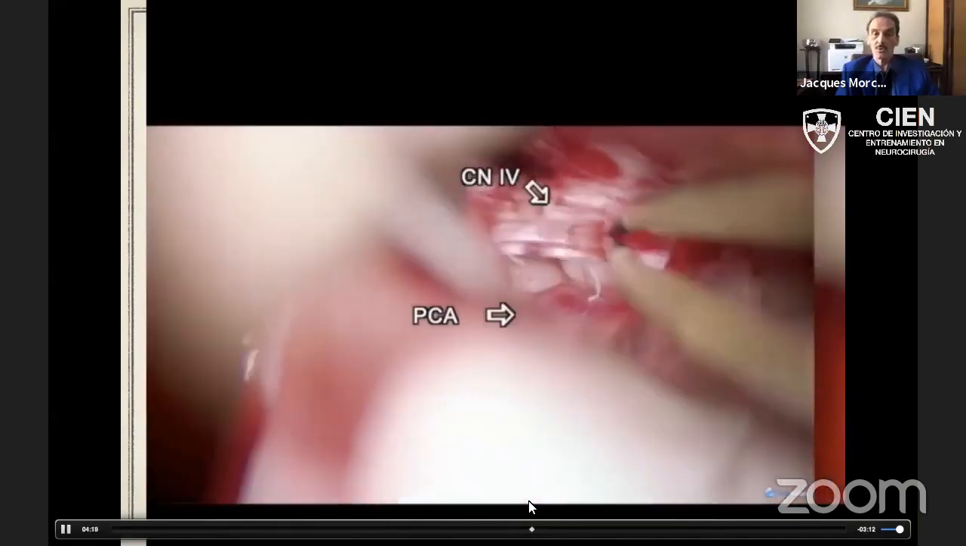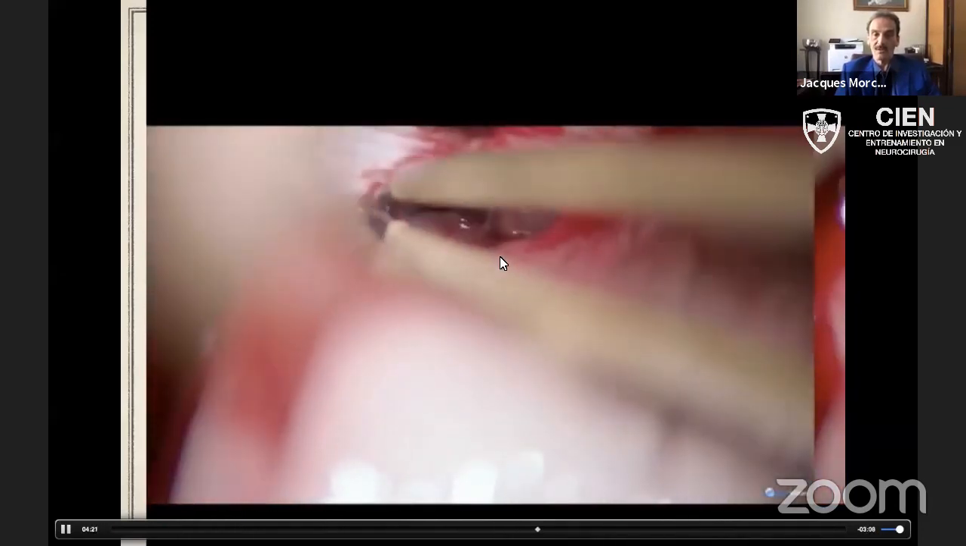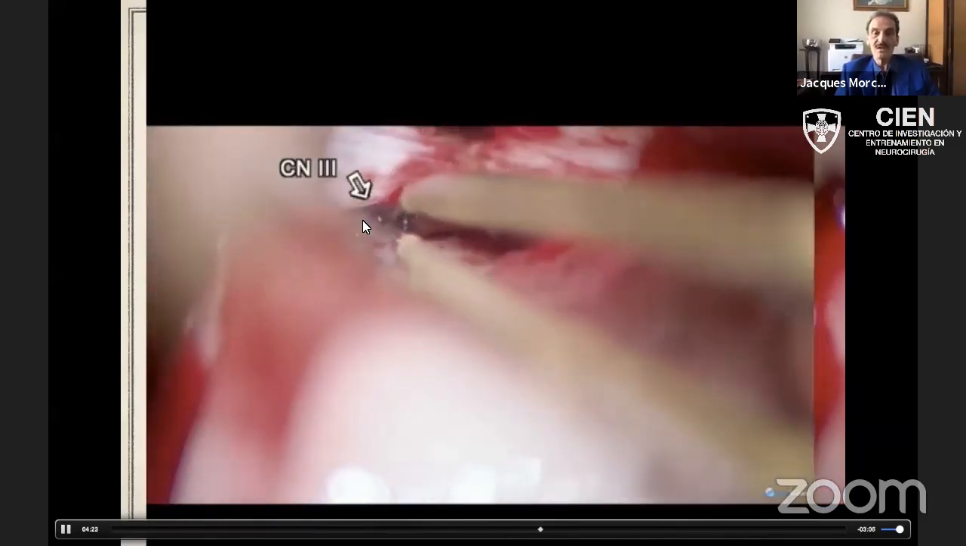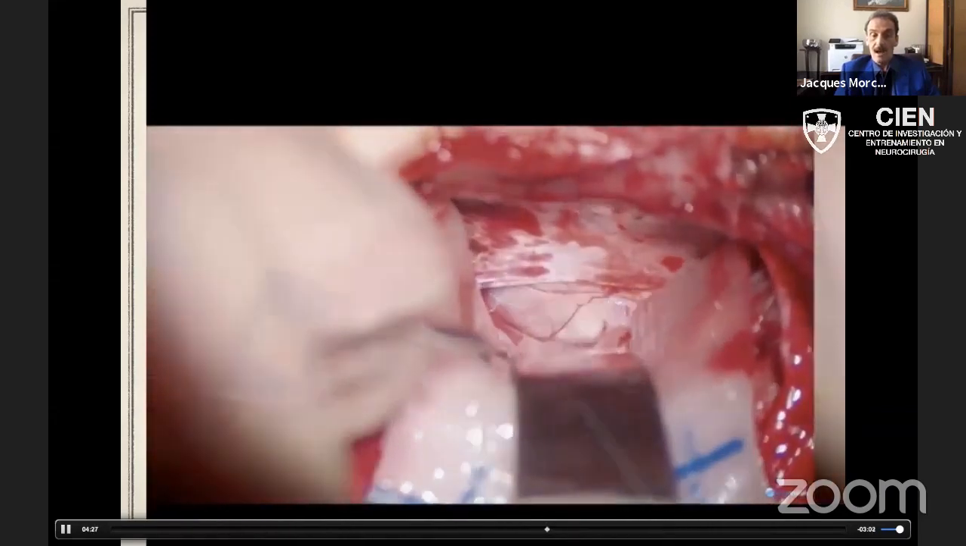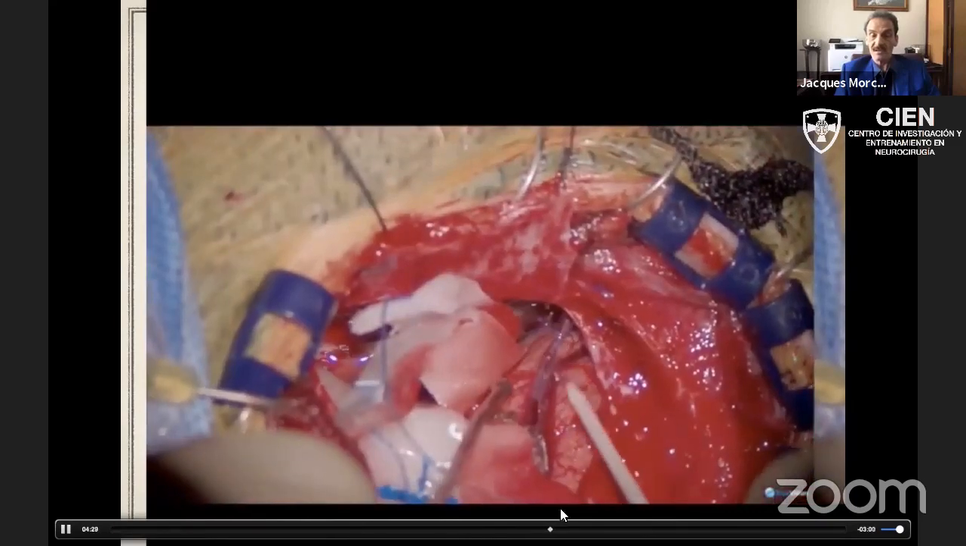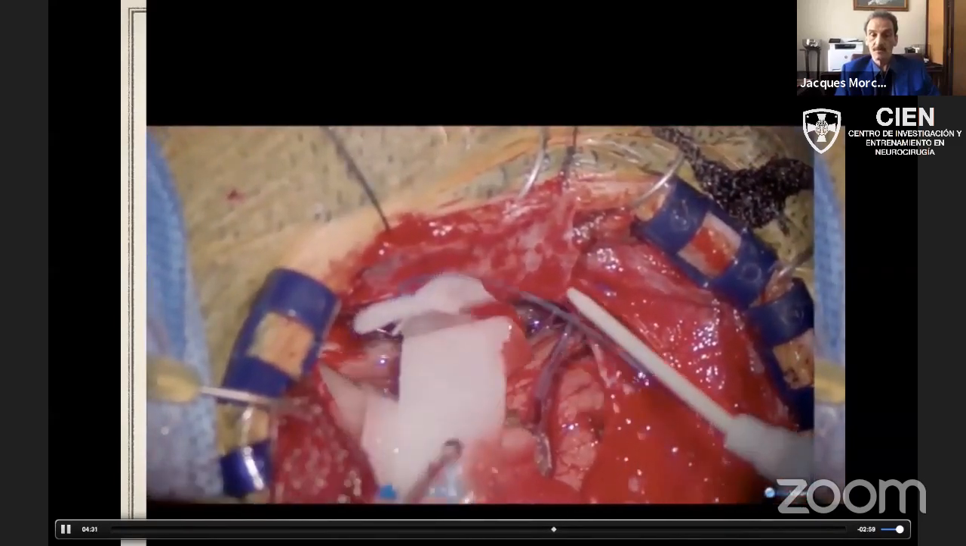Save the veins whenever you can. Oh, I want to show you here. You have cranial nerve 4, the fourth cranial nerve. This is also cranial nerve 3. A self-retaining retractor was placed to increase the exposure. I did put a self-retaining retractor after dissection.